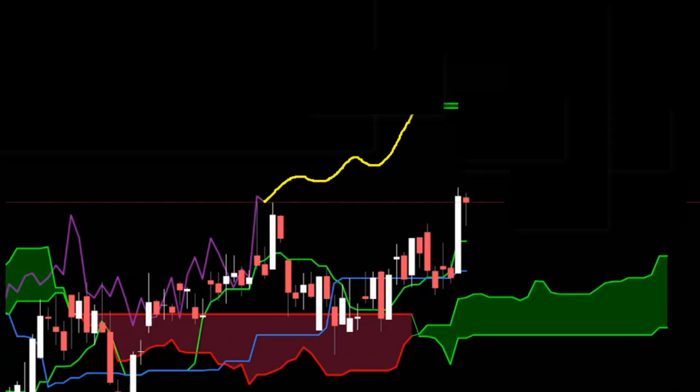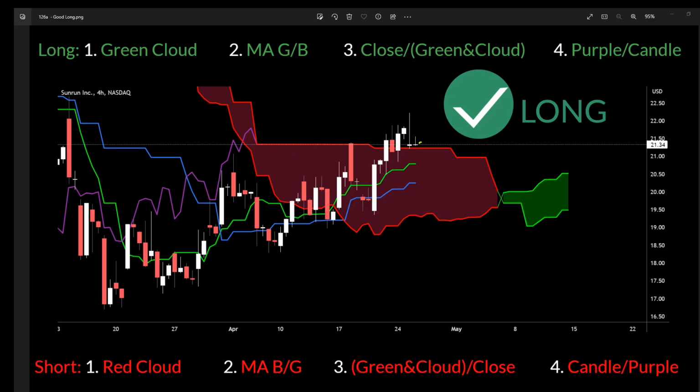On the other hand, purple looks like it has a lot more room to fly on the bottom. If price were to retrace, I could see the cloud having more weight to offer support. This is a long that I do like.